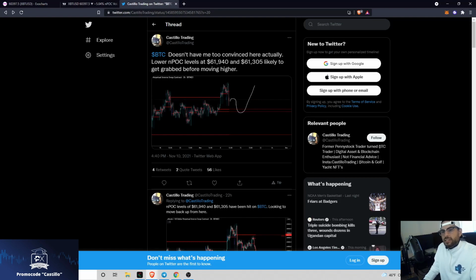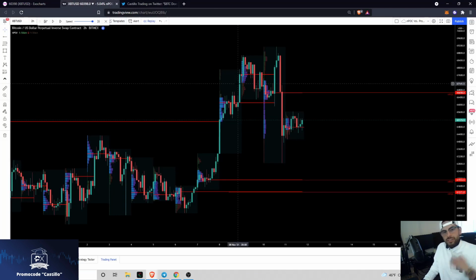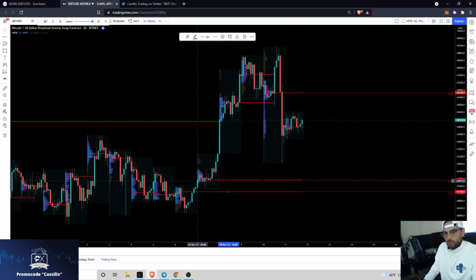BTC doesn't have me too convinced here. Actually, lower NPOC levels at 61940 and 61305 are likely to be grabbed before moving higher. That was why I was so keen to have some bids set at 61,000, looking to trade that area. It's really because of these naked points of control down here. It's untapped liquidity from previous days that most likely price will come back and grab at some point. So I didn't think we were going to bounce around this 65,000, 64 area. I thought we had farther to go.